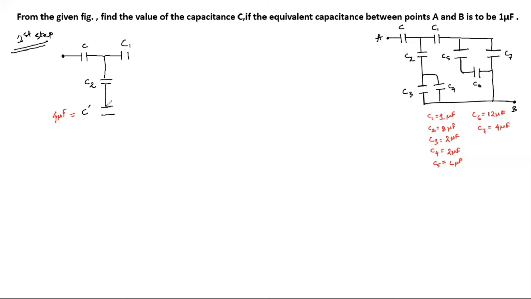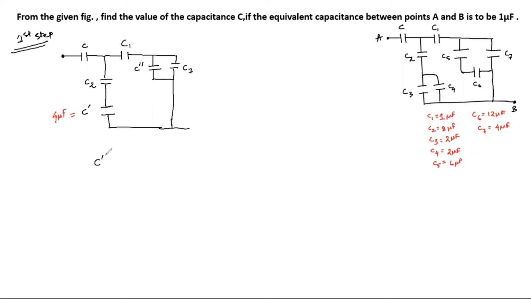Then we continue like this. Then you will be having these two capacitors, they are in series. So you can draw another equivalent capacitance, let's say C double dash. And this C double dash is parallel to this C7. Okay. So we have to find C double dash first.